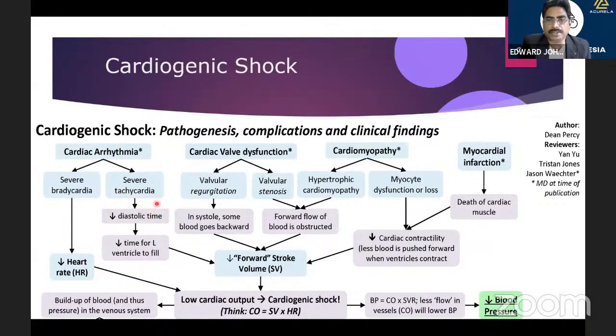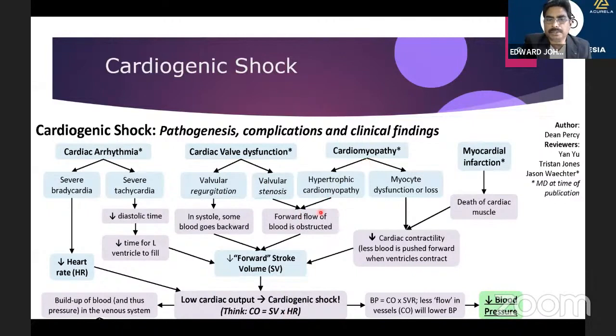The diastolic time is reduced. So diastolic filling is reduced. So your stroke volume will be reduced. So ultimately, your cardiac output will be reduced. In valve dysfunction, there will be regurgitation and stenosis. Regurgitation, during systole, there is a backflow, so the stroke volume is reduced. In stenosis, the forward flow is obstructed, so your stroke volume reduced, your cardiac output reduced.